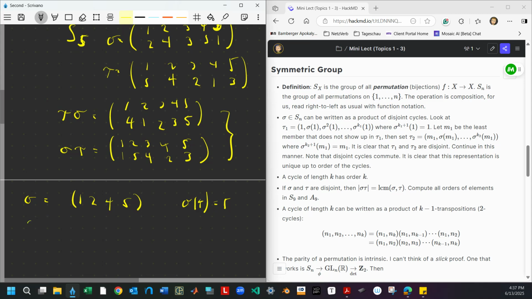Let's do the same for tau. Again, we can start at 1. It doesn't matter what you start with, you can start at anything, but it's natural to start at 1. So 1 goes to 5. Where does 5 go? Well, 5 goes to 3.